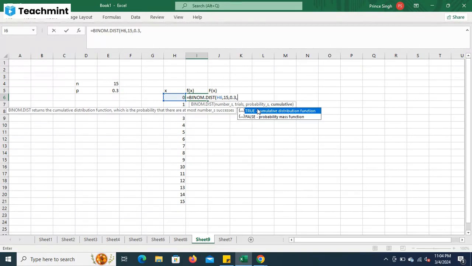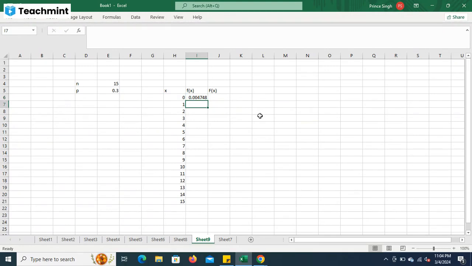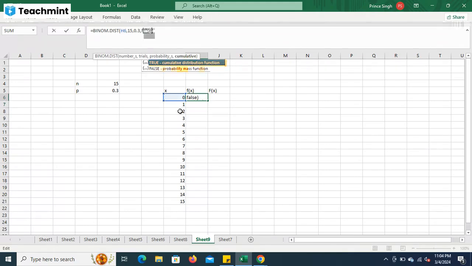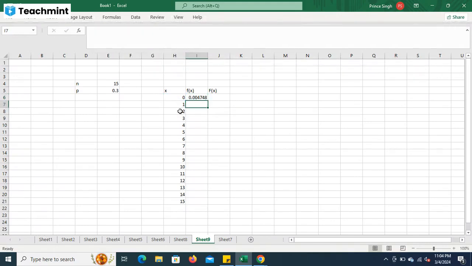Now, if I want to calculate the probability mass function, then I need to use the command FALSE, and it will give us the probability mass function, right? So here I will use the command for the probability mass function. For that, we need to type FALSE, right?